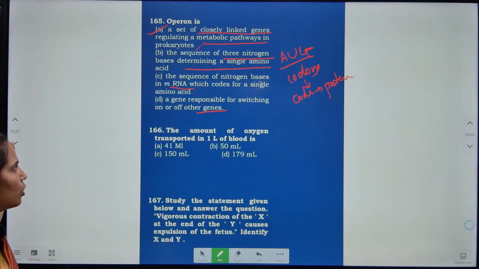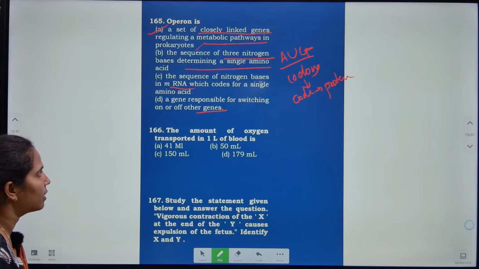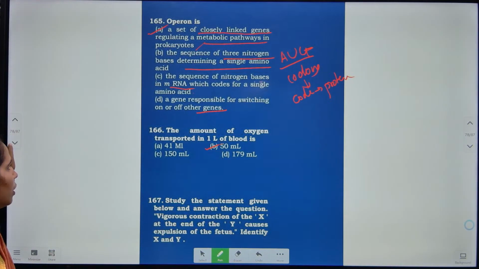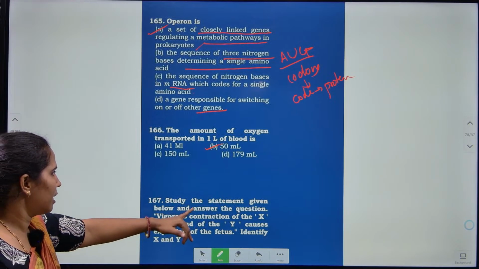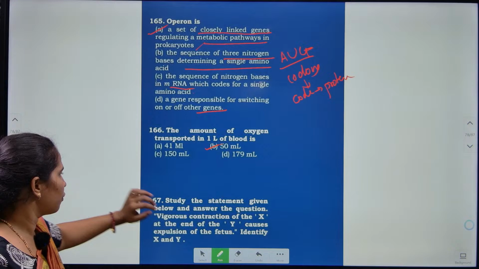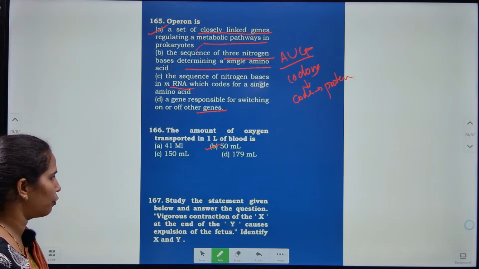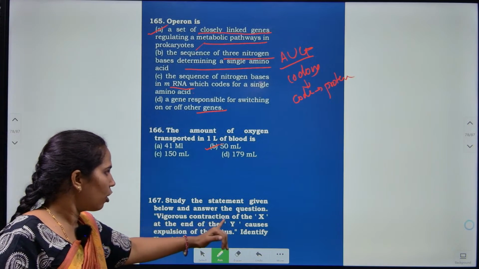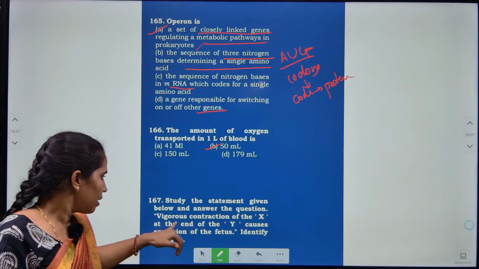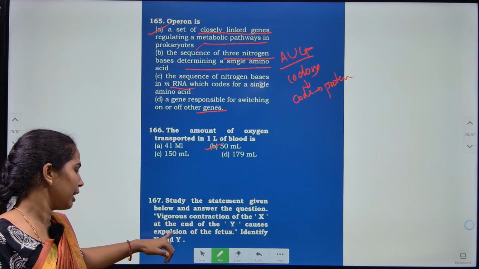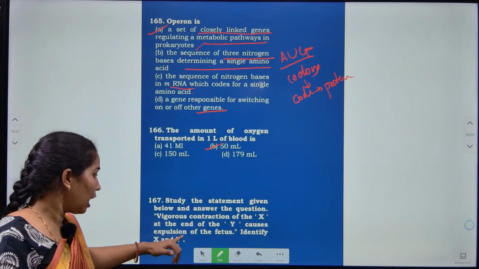Then the amount of oxygen transported in 1 liter of blood is, it is a direct question, 50 ml of the oxygen here. Next, study the statement given below and answer the following question. Vigorous contraction of the X at the end of the Y causes the expulsion of a fetus. If there is a contraction of the uterus at the end of pregnancy, it leads to the expulsion, that is expelling out of the fetus.